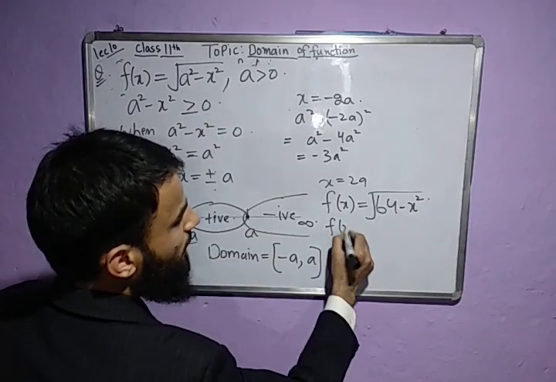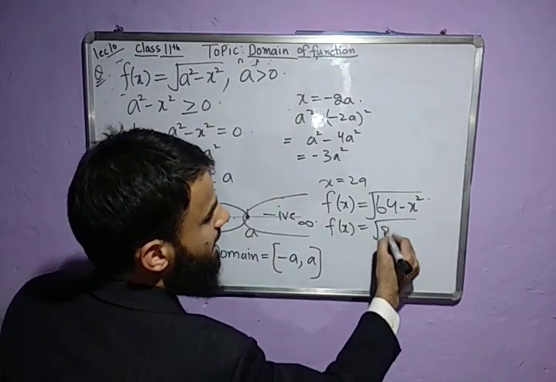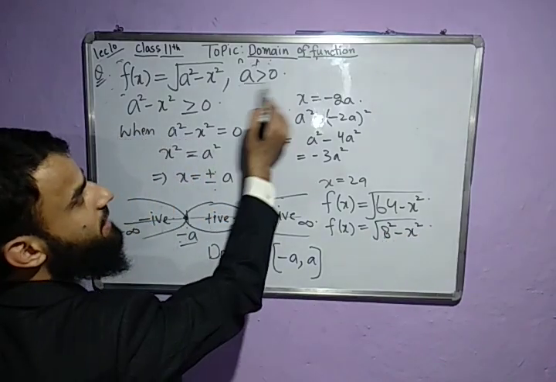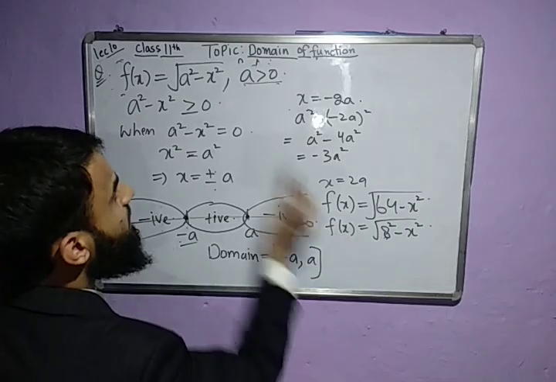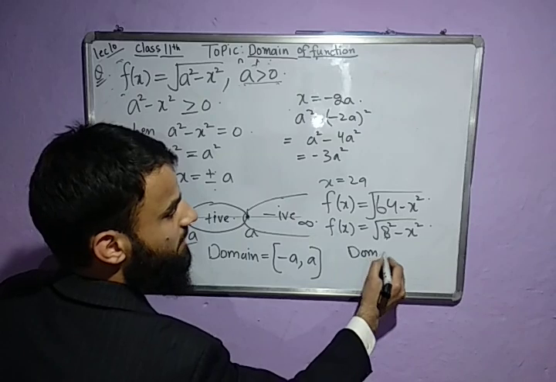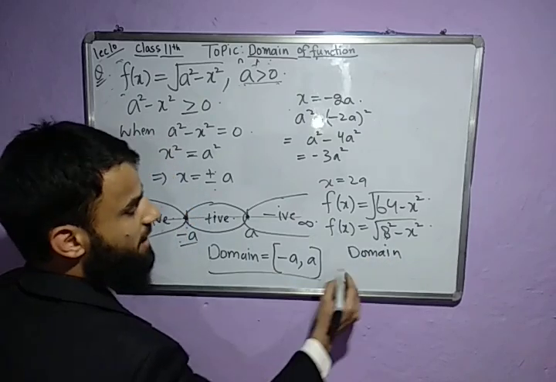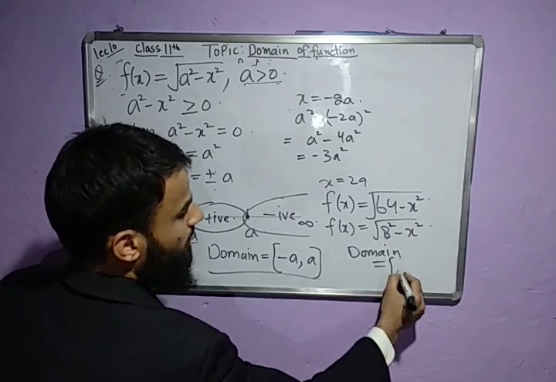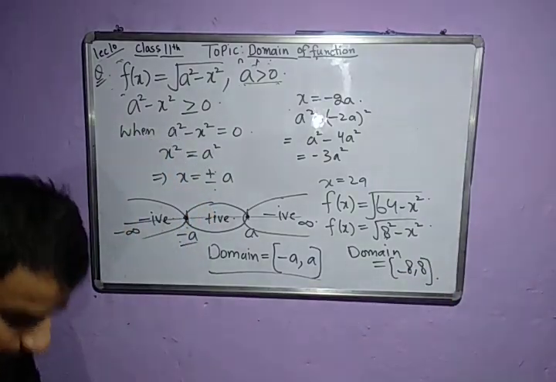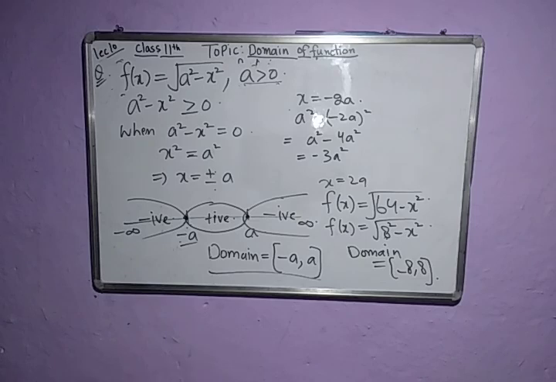So f of x is equal to, I can write it as 8 square minus x square. Here, since 8 is greater than 0, similarly, using the result of this, I can find the domain here, minus 8 to 8. Okay, it's very simple. Now, next question.